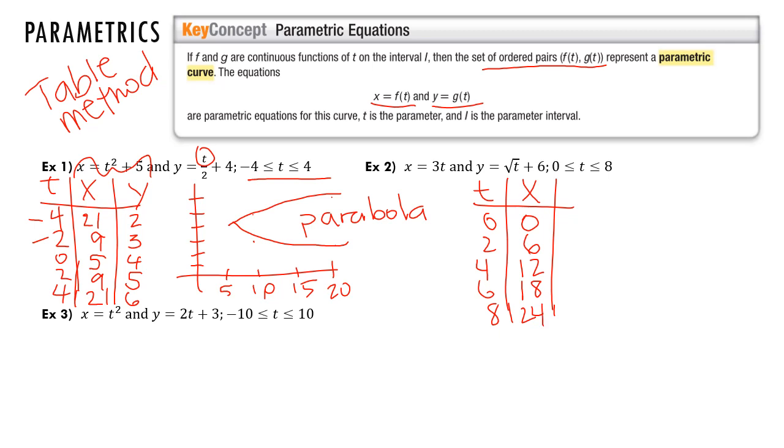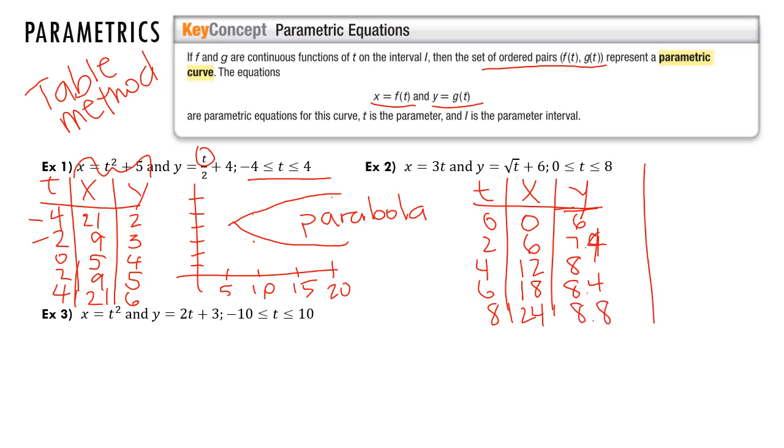So there's my first set. And now I'm going to do my y's. I'm going to plug in the t's into the y function. I'm going to get some decimals here, and I'm just going to give them to you. But be careful. Make sure you don't mistakenly plug in the x's into that function. You're plugging in t's. So 0, well, that's easy. That's 6. Square root of 2 plus 6 is 7.4. Square root of 4 is 2, plus 6 is 8. Square root of 6 plus 6 is 8.4.